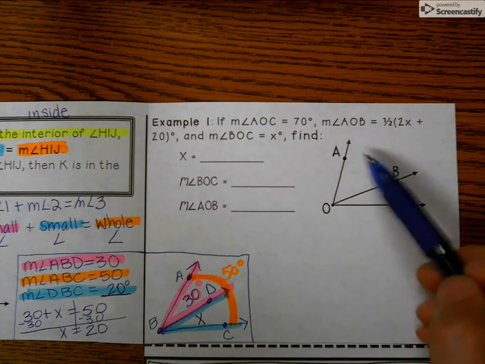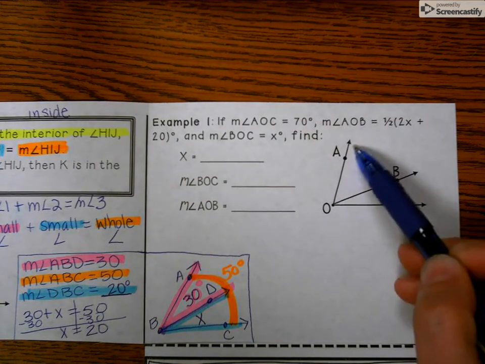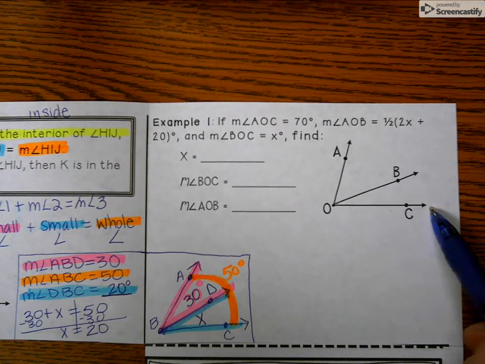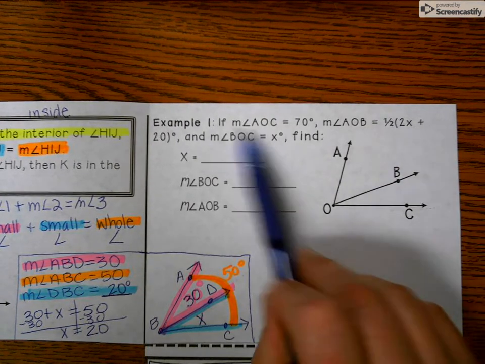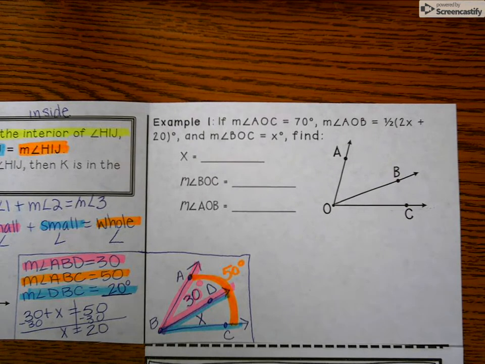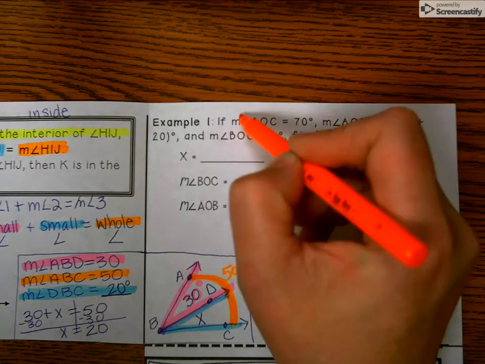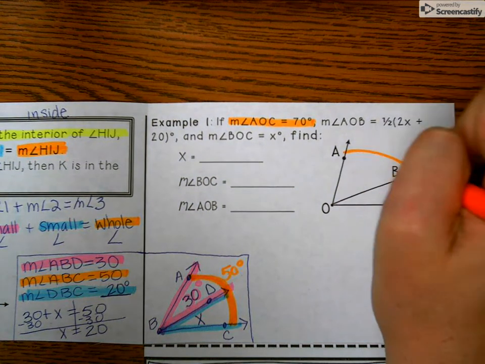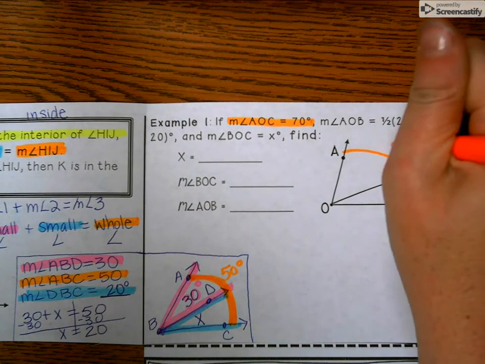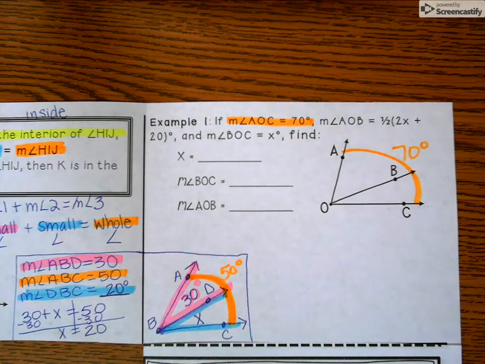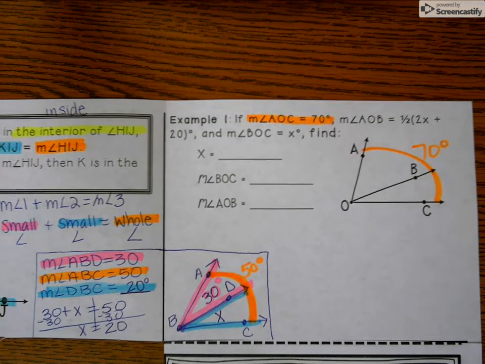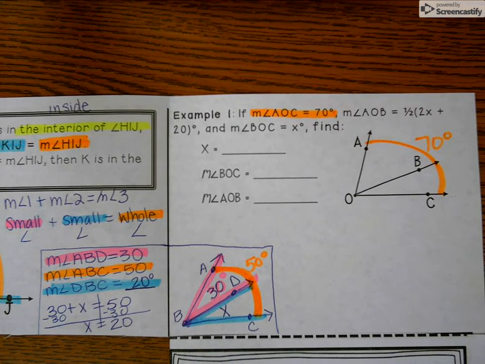So we're going to make sure we follow along. We've got 2 angles. We've got AOB and BOC, and they add together to make AOC. Okay, so let's look at what we got here. We've got angle AOC. AOC, that is the whole angle. So I'm going to put an arc on the outside, and they say that's worth 70 degrees. The big idea here is you have to label your pictures. If you don't label your pictures, it's going to be a lot harder to do.